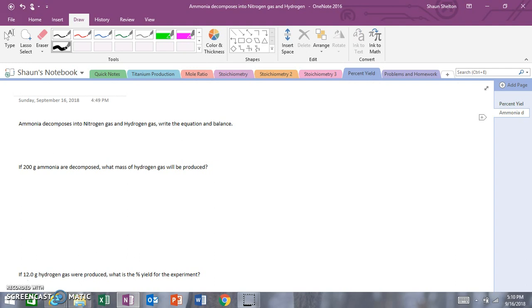So in this example, we're going to start with ammonia decomposes into nitrogen gas and hydrogen gas. We're going to write the equation and then we're going to balance it. So we're going to do that first. All right, so we're going to have NH3 yields nitrogen gas, which is N2, plus H2.